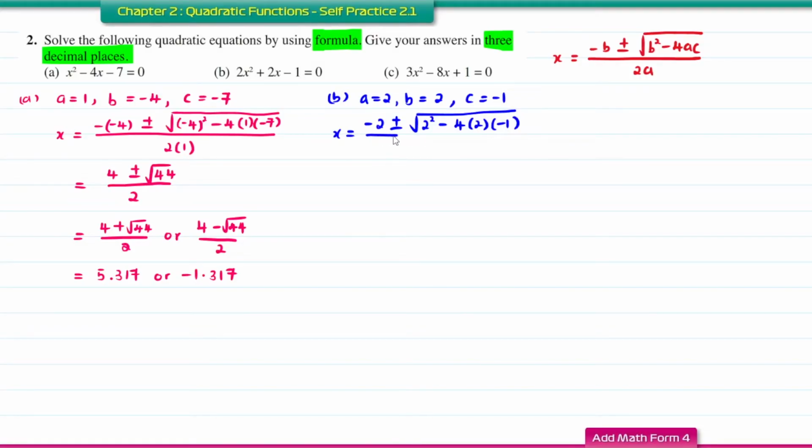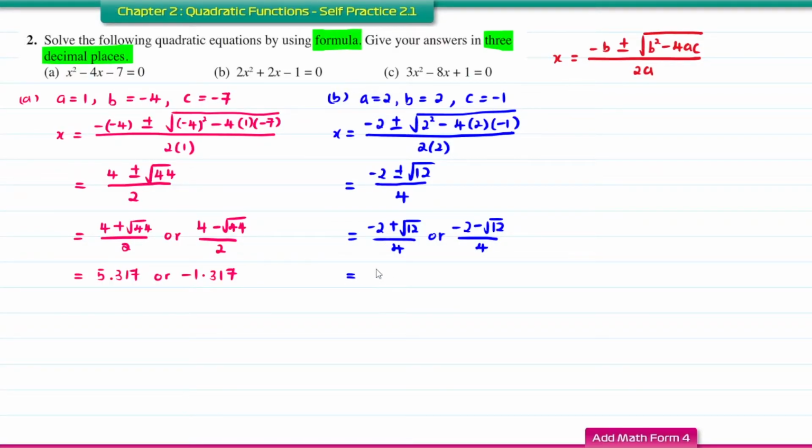So square root it over 2a. Next, you want to have -2 plus minus. So for the square root part, after you solve it, you have the answer of 12 divided by 4. So you have two values of x. One of it is -2 plus square root of 12 divided by 4. Or the other one is -2 minus square root 12 divided by 4.